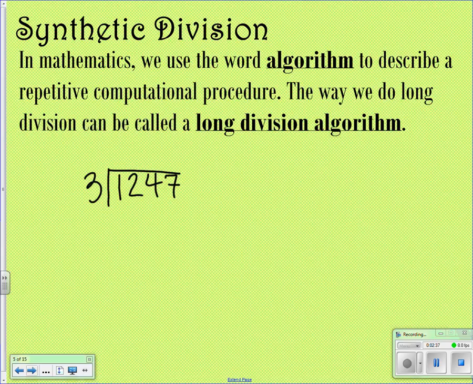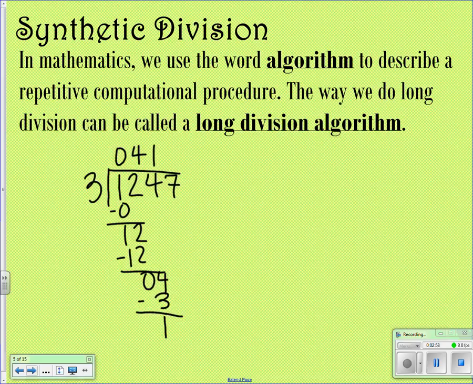Three won't go into 1, so we put a 0, and then we do 0 times 3, 0, subtract, you get a 1, and you would bring down your 2, and so 3 will go into it 4 times. 4 times 3 is 12, you subtract, you get 0, you bring down your 4, 3 will go into 4 1 time, multiply, you get 3, you subtract and you get 1, you bring down your 7, and it'll go in 5 times, so you have 15, and you have a remainder of 2. Y'all remember doing that long division a long time ago?